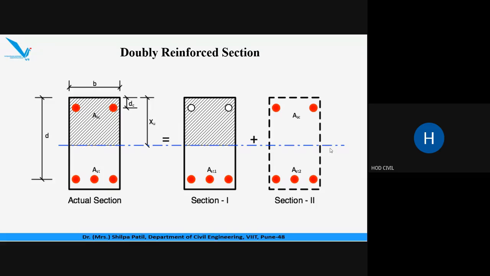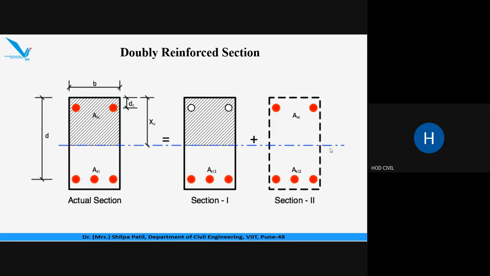Now, when we design any beam as a doubly reinforced section, we don't know actually what is the area of the steel provided in the first section and what is the area of the steel in the second section. That we have to decide. Okay, area of the steel we decide.